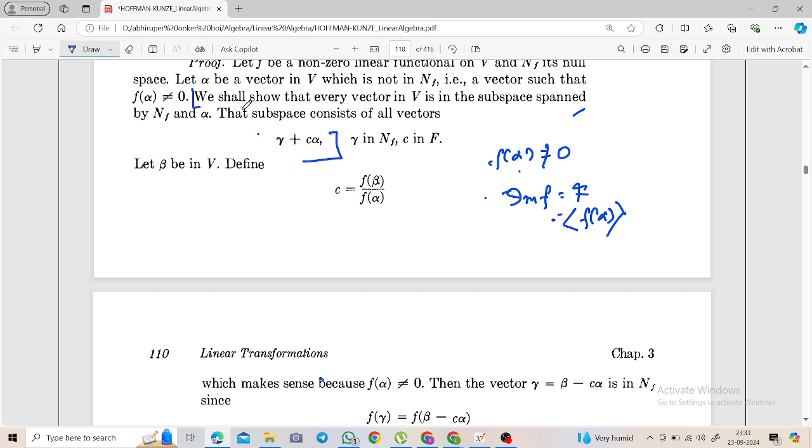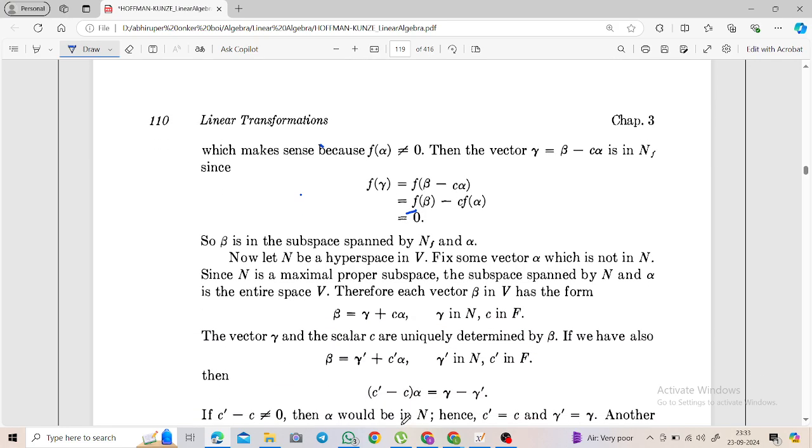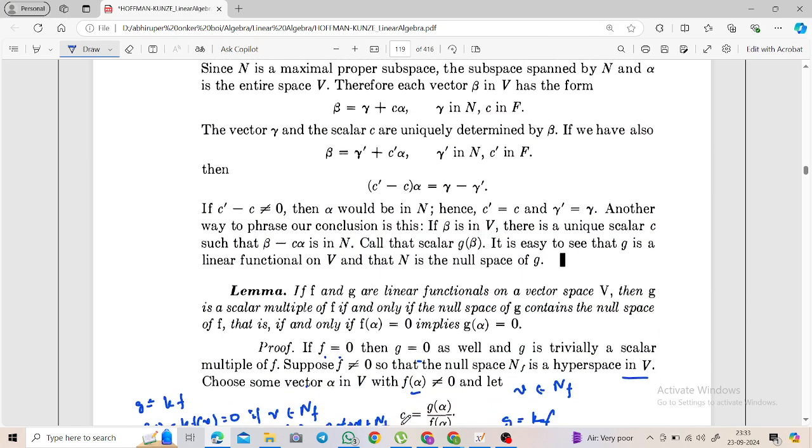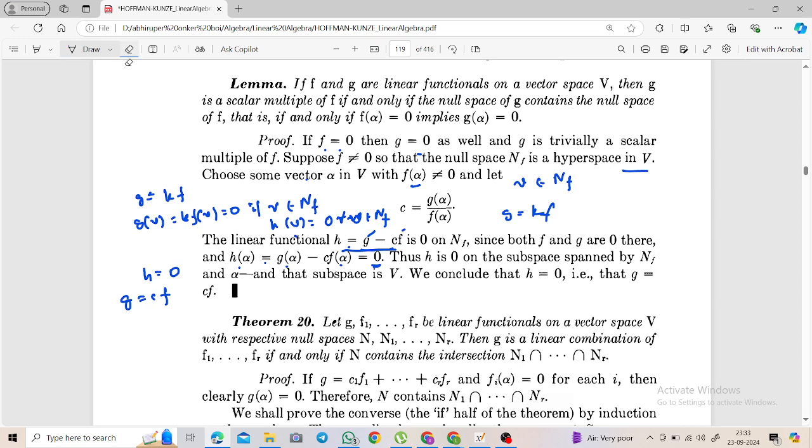Read this. Okay, every vector in V is of this form. So if H is 0 on this and H is 0 on this, then H is 0 on all of V, right? That's what they are using. So H is 0. H is the 0 linear function, so G is cF. Okay. So it is done.